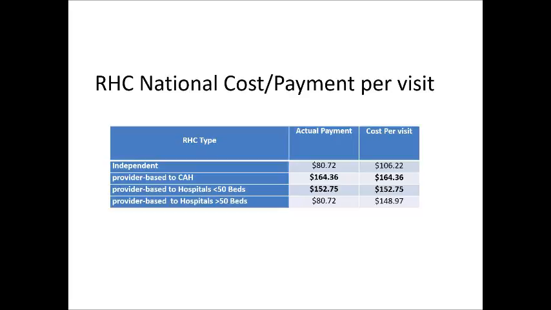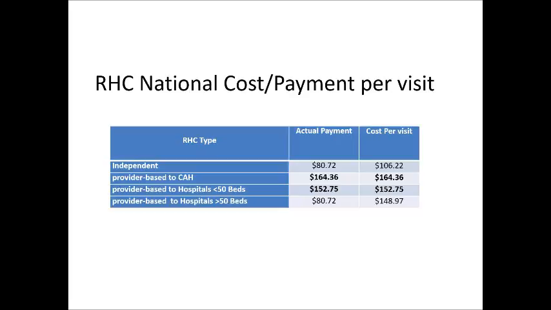But for those RHCs owned by critical access hospitals and small rural hospitals, that cap is waived. So we see the average payment in a provider-based rural health clinic to a CAH is $164.36 a visit, and the average payment to a hospital-owned RHC when it's not a CAH but under 50 beds is about $152.75. And again, the provider-based are capped at that $80.72.